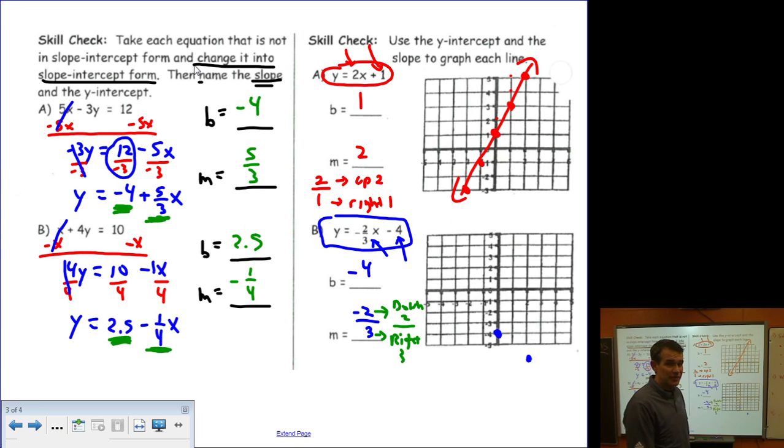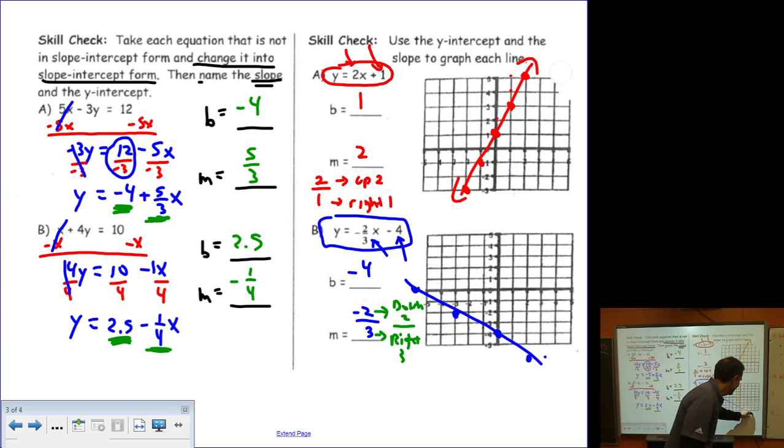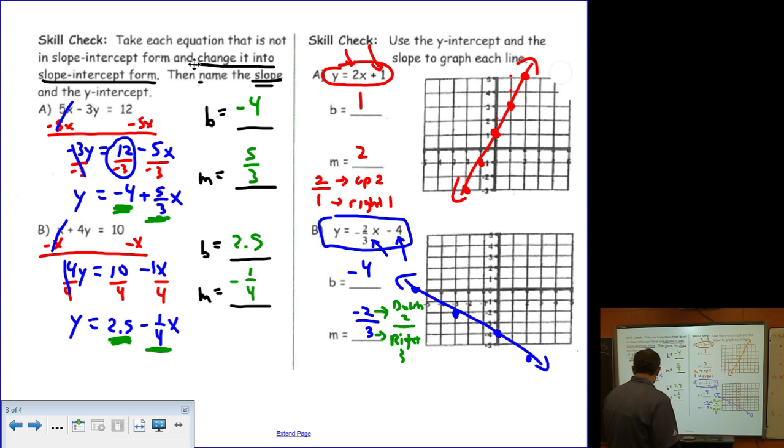So let's switch directions. Instead of going down and to the right, let's go up and to the left. Up 2, left 3, up 2, left 3, which also takes me off the graph. And my line looks something like that. All right?